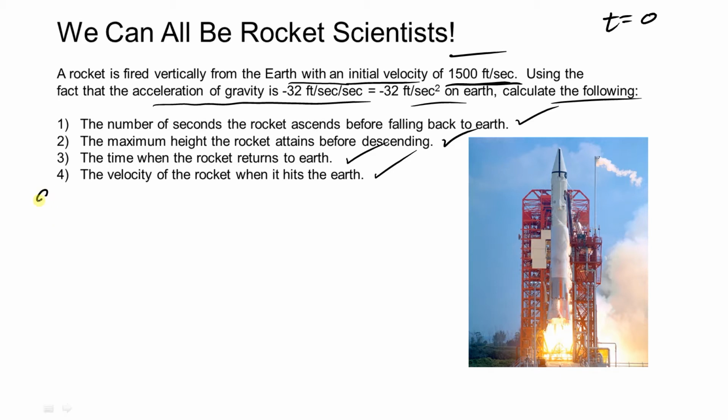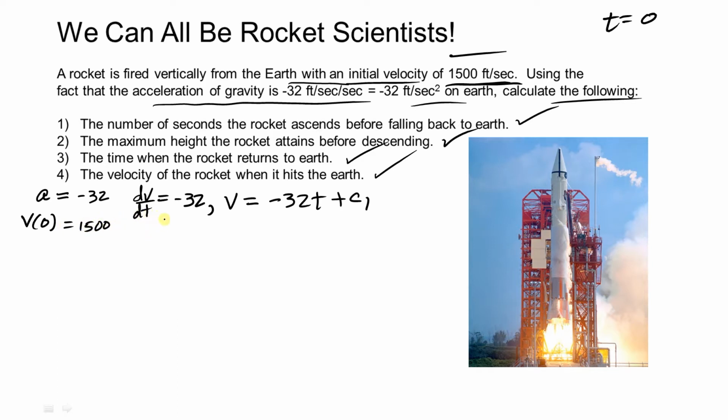We start out fundamentally with the fact that the acceleration is minus 32. Since dv/dt is the acceleration, which is minus 32, we take the antiderivative just like we did before and get v equals minus 32t plus c1. And since v at 0 is equal to 1,500, we get minus 32 times 0 plus c1 equals 1,500. So c1 is equal to 1,500. Now we have an equation for the velocity, which is minus 32t plus 1,500.